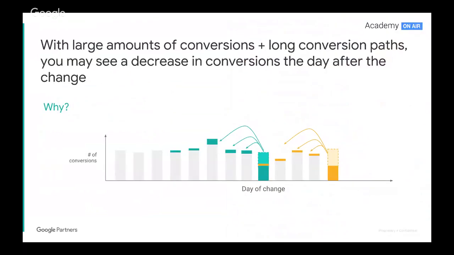Excellent. So we see that with large amounts of conversions and long conversion paths, you may see a decrease in conversions the day of the change itself. The reason for this is that the whole principle behind a non-last click attribution model is we're sending conversion credit back in time, which means that on the day we make that change, we have essentially sent conversion credit back to the days preceding it, depending on how long our conversion window is. But don't be too concerned, because we do have backfill, which means that in the days after the change, conversion credit will be sent backwards, and therefore conversions will lift again after one conversion cycle.